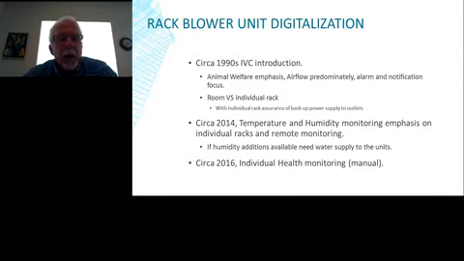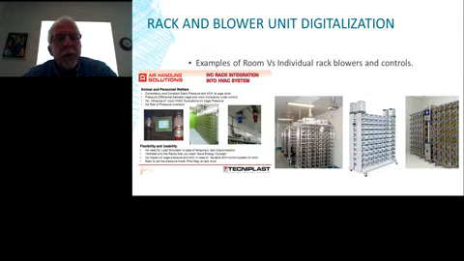And circa about 2016, we started to see individual health monitoring at the rack level. This is not digital, but it's manual. And this is something that could be digitalized in the future, possibly. We'll talk about that in a little bit. I wanted to just show some pictures of different rack and blower unit digitalizations here.